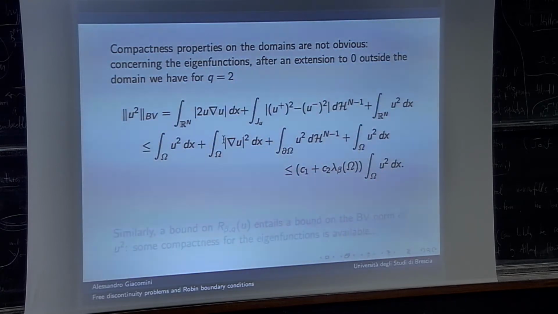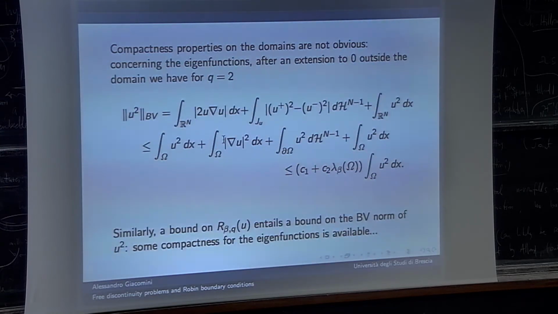And the same kind of computation can be done if we pass from 2 to another parameter q in the denominator to get this semilinear variance. And so again, what we bound along a minimizing sequence is the BV norm of u square. So this simple computation shows that while from the point of view of the domains we don't have a clear compactness, some compactness is available for the functions.